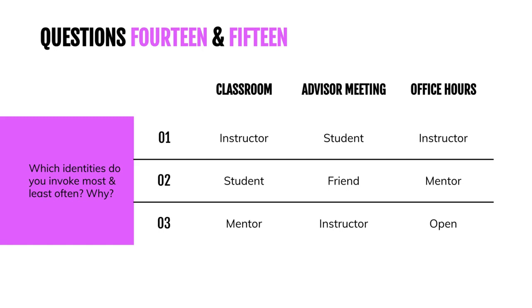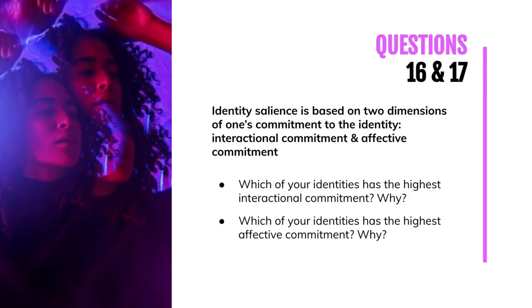And so that's just an example of kind of how you could have looked at these questions. And so for questions 16 and 17, identity salience is based on two dimensions of one's commitment to identity: interactional commitment and effective commitment. And so the questions ask which of your identities has the highest interactional commitment and which identities have the highest effective commitment. And so for these, which of your identities are tied to the most people and which of your identities are tied to your most valued relationships?